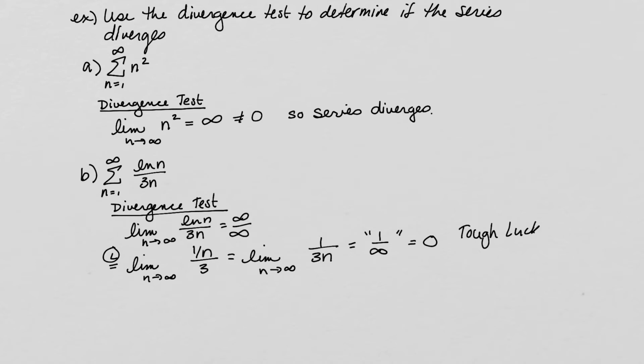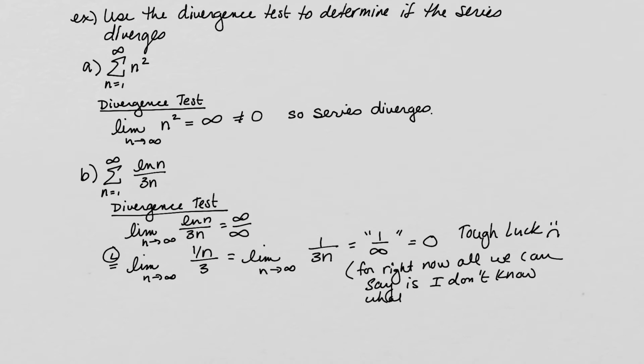Tough luck. I don't know if it diverges. I don't know if it converges. I can't tell, right? A couple sections from now, after Tuesday's class, if you got a problem like this, then we would keep going and be able to figure out what happens to it. For right now, that's the best we can do. All we can say is, I don't know what happens. We need more information, right? So stay tuned for more tests. I still have a couple more examples to do here, but questions?